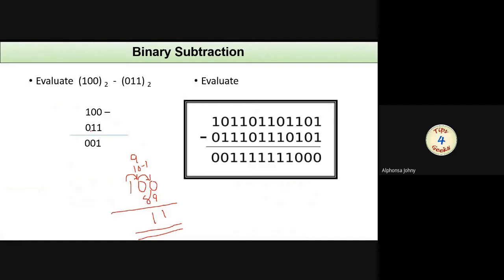The same rule we are using here also. 0 minus 1. It's not possible. 1 is greater than 0. So we are taking a borrow from the next higher position. So from here. But here also unfortunately 0. So what can we do? We can look into the other side here. So here is 1. So we are borrowing 1 from this position to this position.